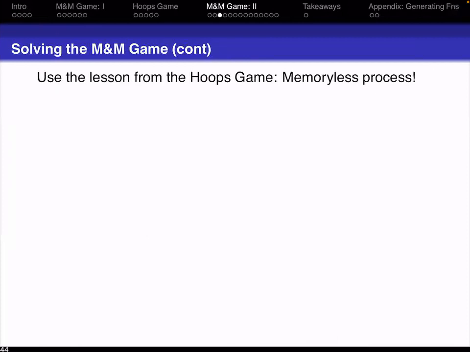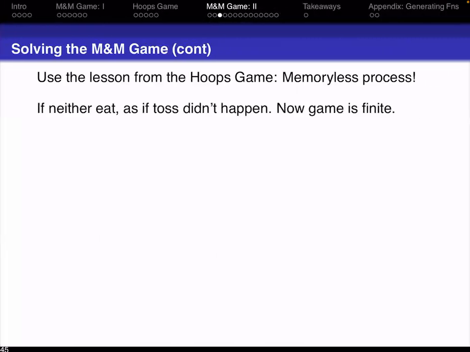But in the hoops game, we learned about memoryless processes that reduced an infinite to a finite. Does anybody see how we can turn this into a finite game? Good, so if they both toss tails, it starts over. So how many outcomes are there really after each toss? 3, right? So we can really assume that there's only 3 possibilities, because if neither eats, just pretend it didn't happen.